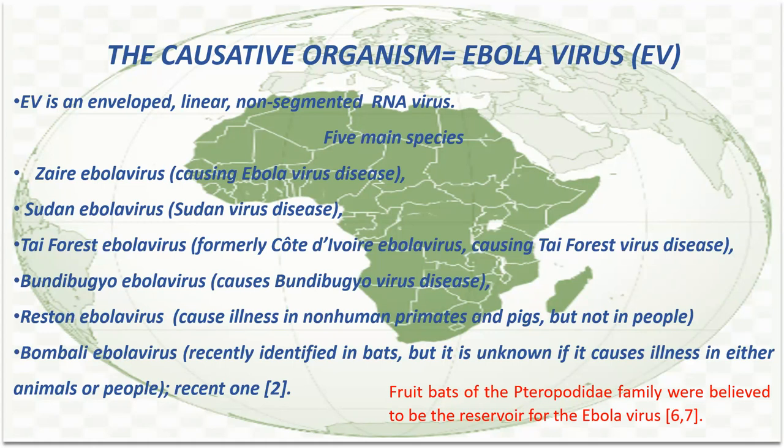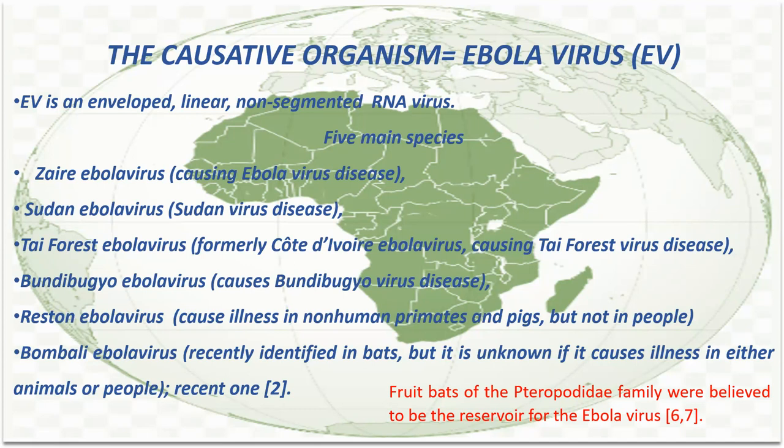But among all the organisms of this Ebola virus species, there is one that doesn't affect humans, and has not been reported in the human population, which is Reston Ebola virus. It mostly occurs in non-human primates and pigs. The most recent one is the one identified in bats, which is called Bombali Ebola virus. It is yet unknown if it causes illness in animals or people, but it's the most recent one.